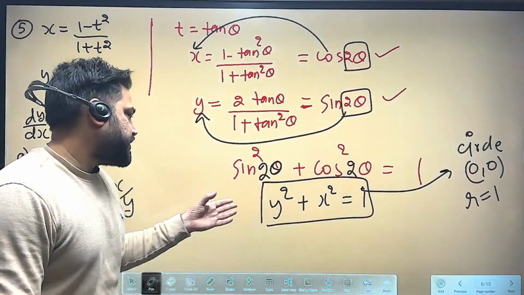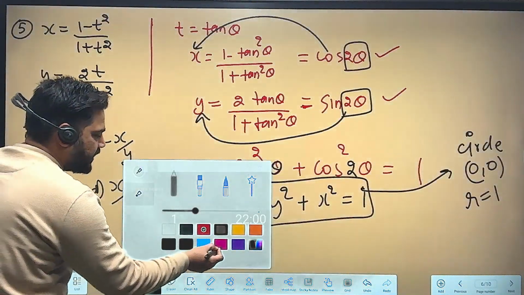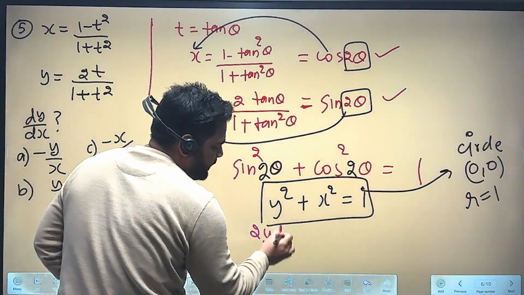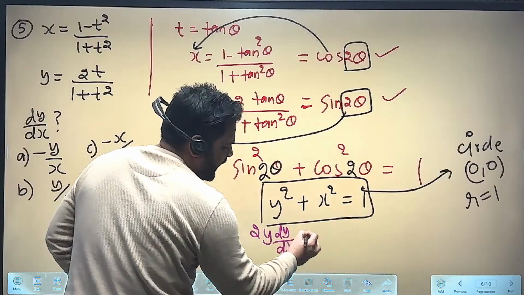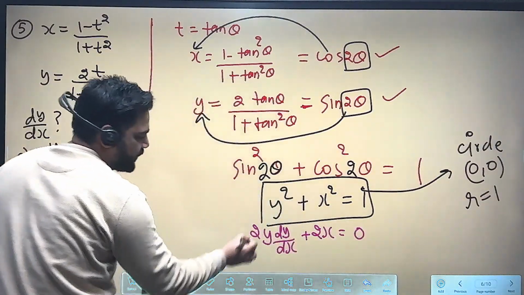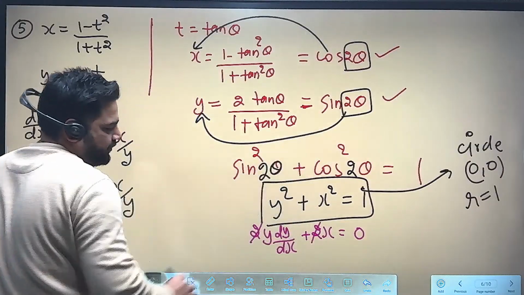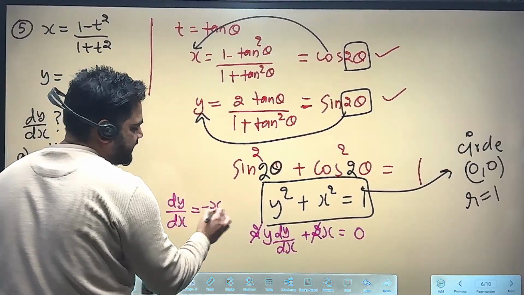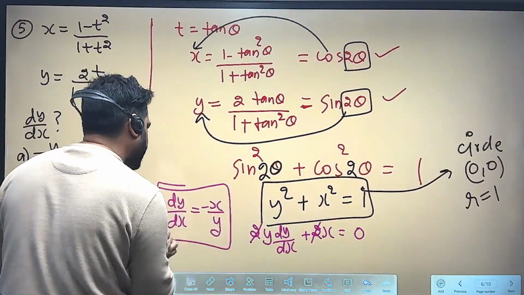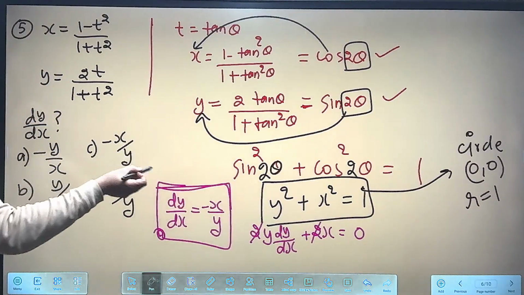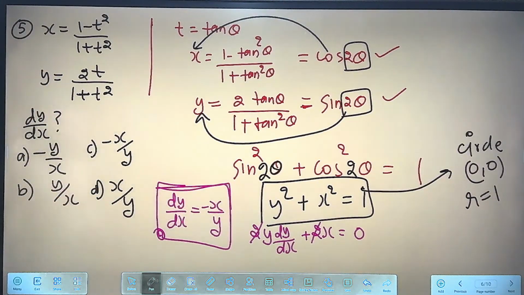Okay, so now we need to find our answer. Now do its differentiation, only in one step we can find the answer. So y square derivative will be 2y and dy by dx. X square derivative will be 2x and the derivative of 1 will be 0. This 2 will get cancelled out. So dy by dx will be equal to minus x by y. This is our answer. So we can find the answer in only one step by doing all this. Very little calculation is there in this question.